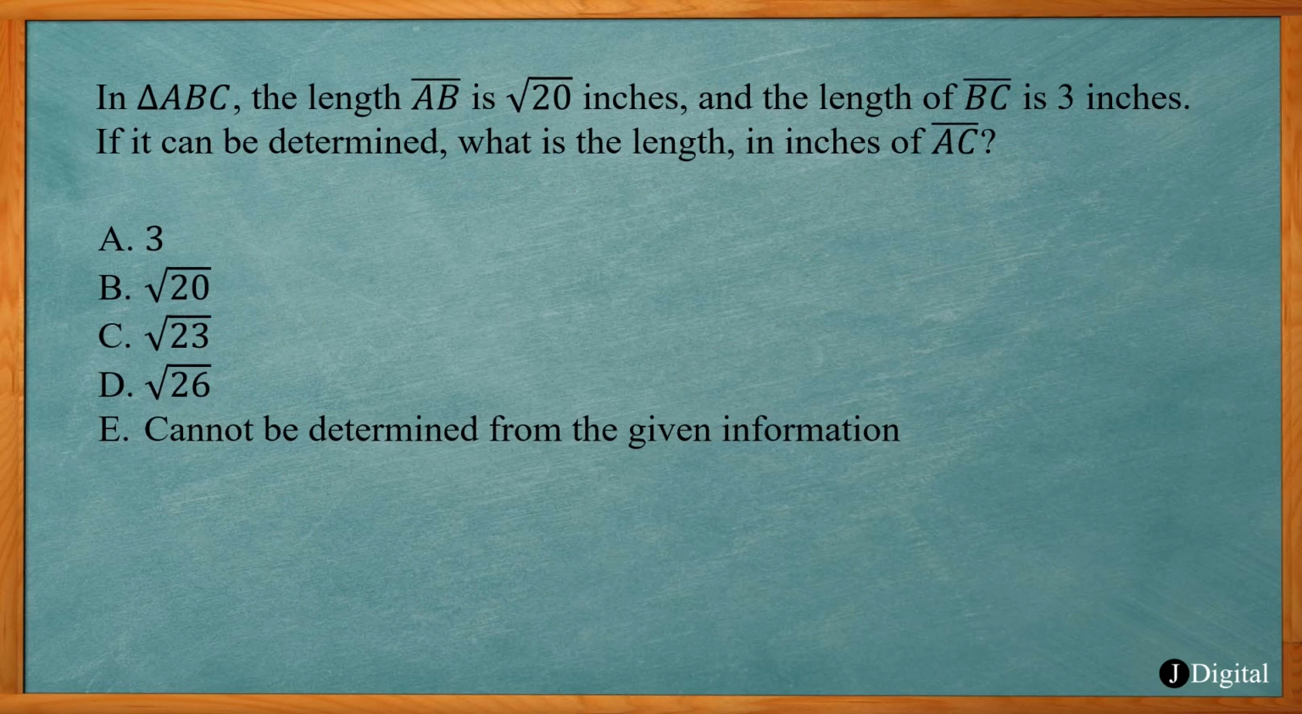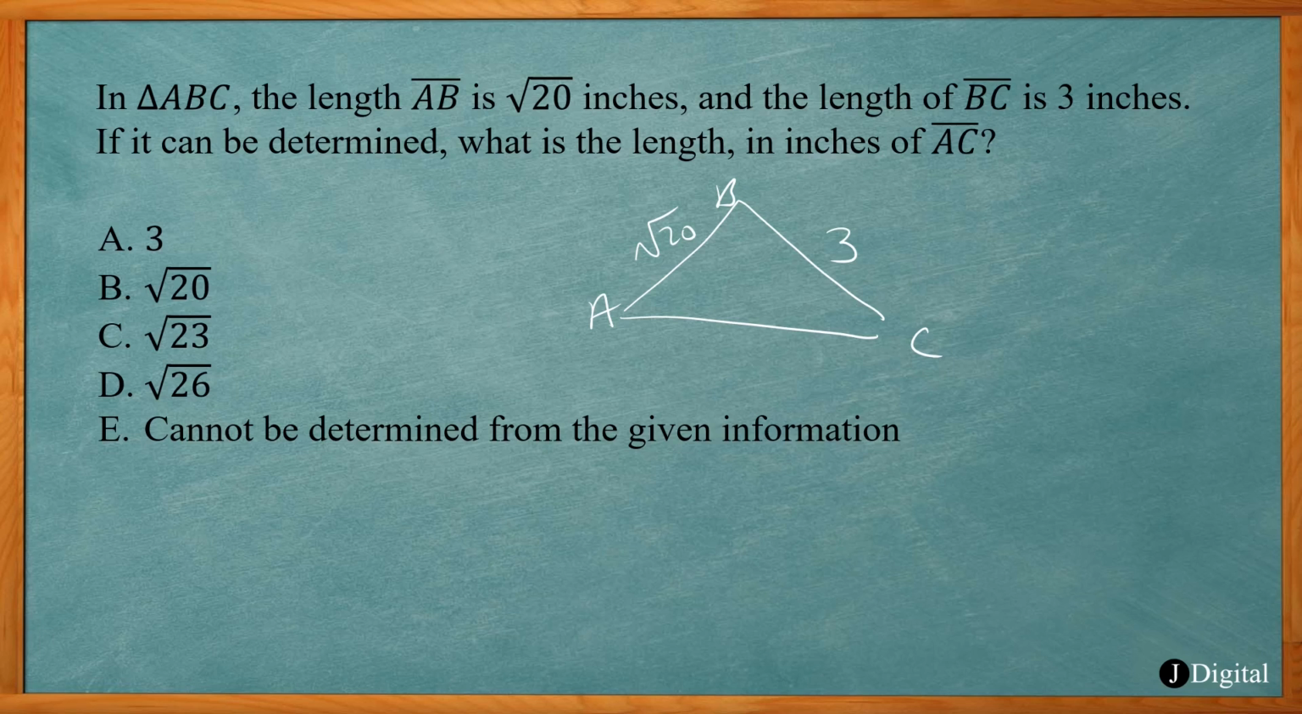This problem says in triangle ABC, the length of AB is square root of 20 inches, and the length of BC is 3 inches. If it can be determined, what is the length in inches of AC? Now this one, they don't give us a lot of information, so we don't know if it's a right triangle or not, so we can't assume that. So if we have sides AB, BC, this is square root of 20, this is 3.